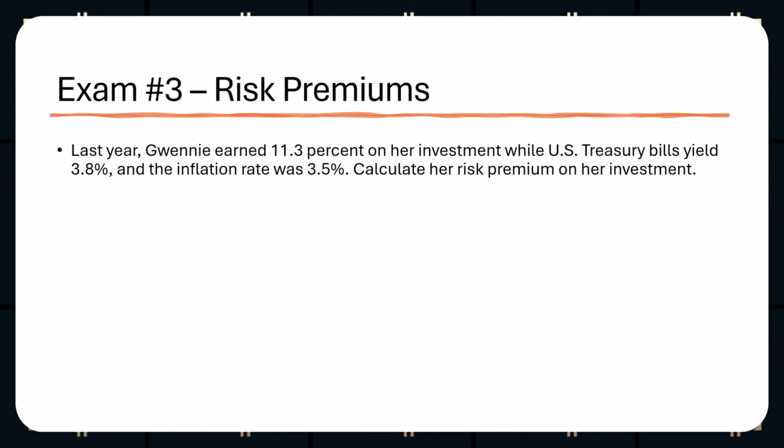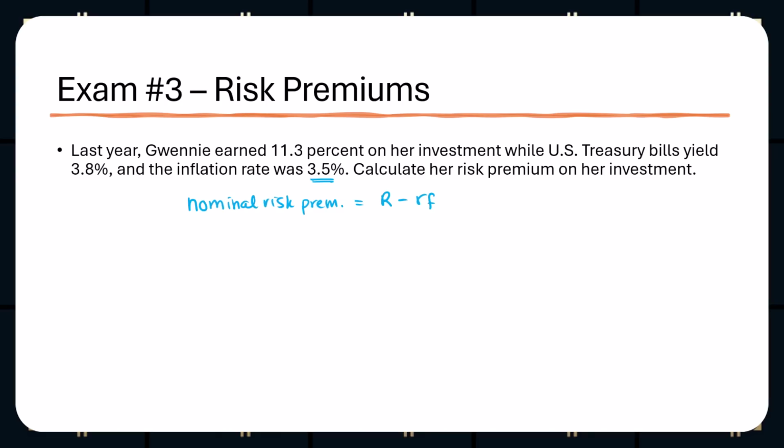Okay, last problem here. It says, last year, Gwenny earned 11.3% on her investment, while U.S. Treasury bills earned 3.8%, and the inflation rate was 3.5%. Calculate her risk premium on her investment. Now, we can calculate 2 different risk premiums. We can calculate what is known as the nominal risk premium, and that is simply going to equal your return minus the risk-free rate.